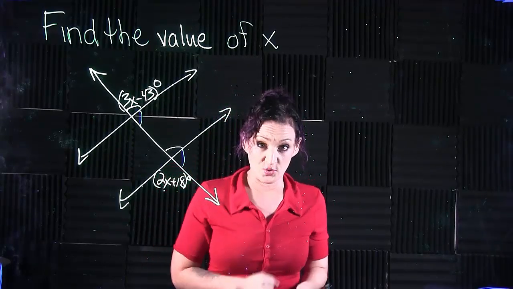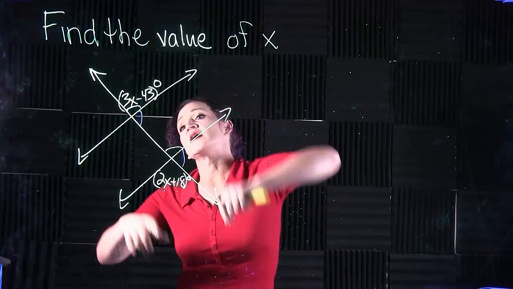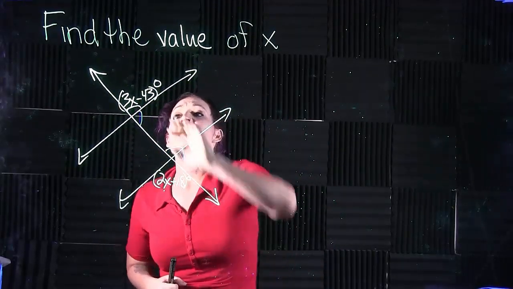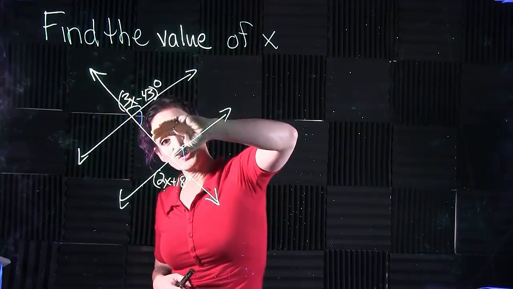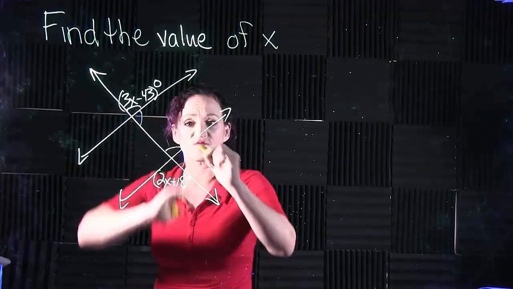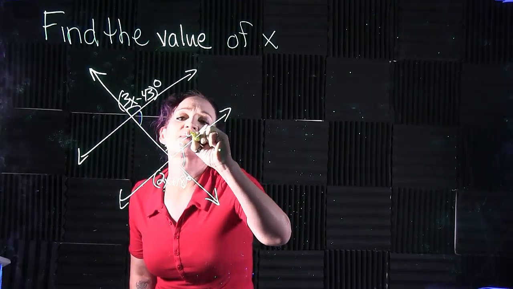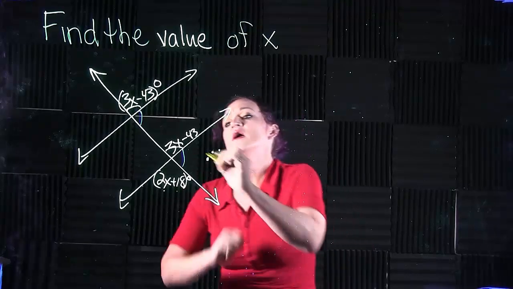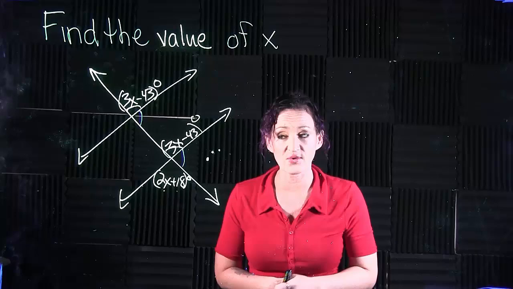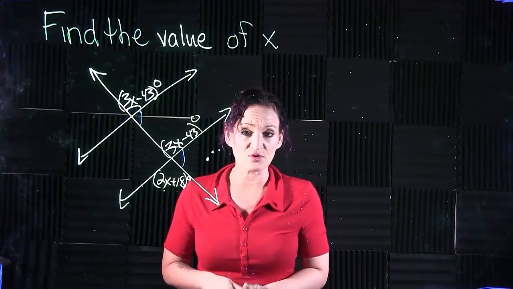Corresponding angles are congruent. So what that tells us is that this 3x minus 43 in the top right position corresponds with this top angle over here. And since this angle is 3x minus 43, by the relationships of our angles, this top right angle should also be 3x minus 43. We know that by corresponding angles.